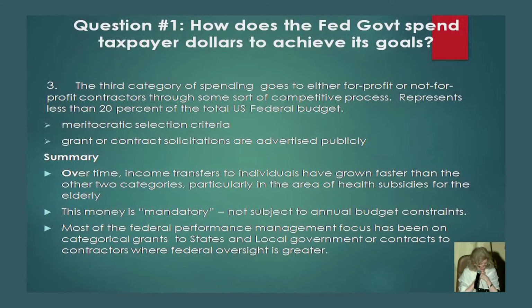So my key points here are, one, that over time, income transfers to individuals have grown at a much faster rate than the other two categories, particularly in the area of health subsidies for the elderly. And secondly, one of the reasons, I would say, is that this is money that just goes out and does not get subject to an annual budget review. And then thirdly, when we are talking about federal performance management efforts that we have had a lot of involvement in, it's been much more in this third category of spending.